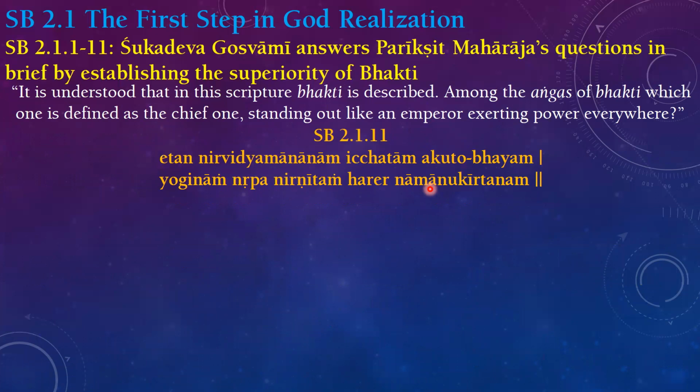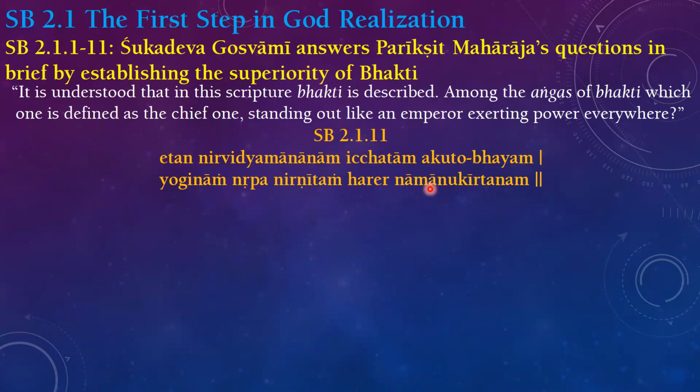Therefore, it is understood that in this scripture, bhakti is described. Among the angas of bhakti, which one is defined as the chief one, standing out like an emperor, exerting power everywhere? Bhakti means nine: Shravanam, Kirtanam, Smaranam, Padasevanam, Archanam, Vandanam, Dasyam, Sakhyam, Atmanivedanam. But among the nine, which stands excellently? That is established in the eleventh verse.